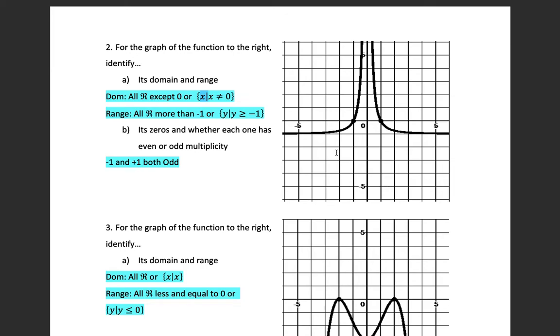And we have two real zeros, or intercepts as you can also say. They are at minus 1 and plus 1, and both of them cross, so they will be odd. This is the answer.